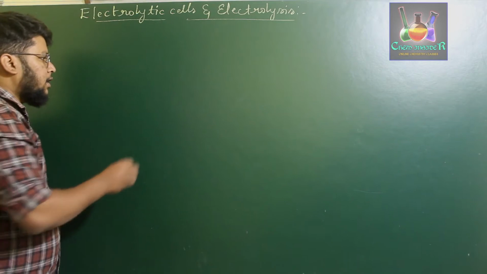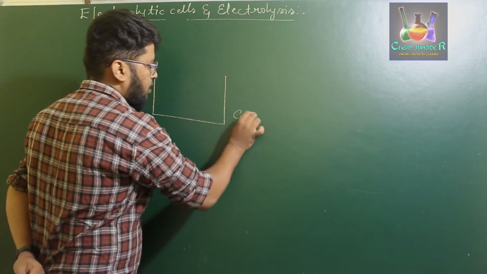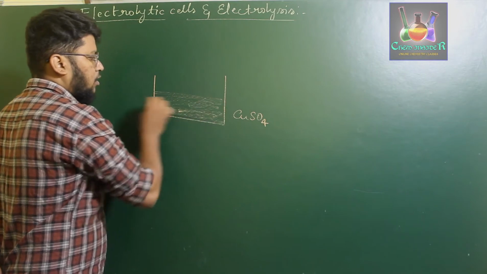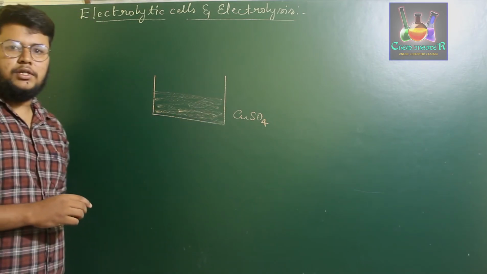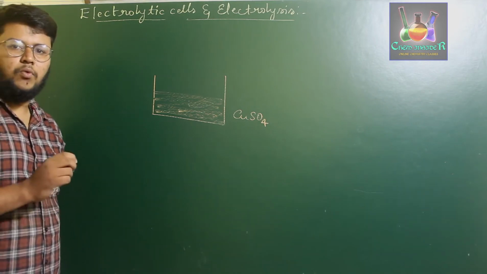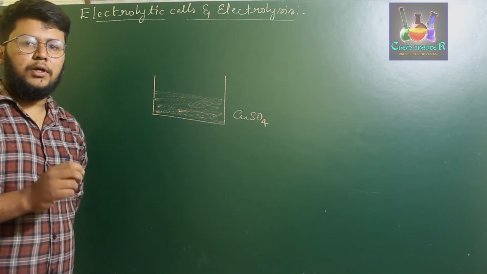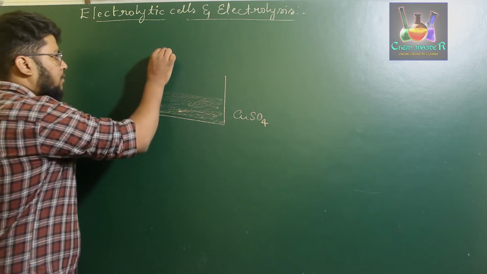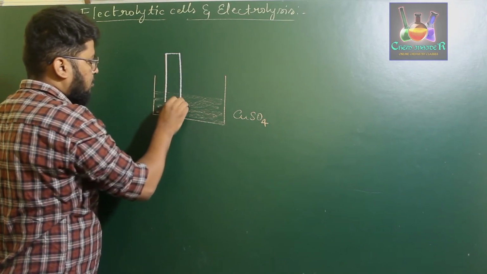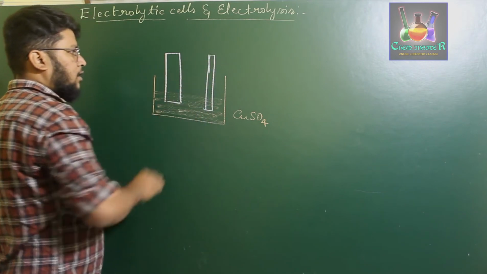Let us say I am taking a beaker of solution, a copper sulfate solution, CuSO4 solution, which I have taken here. When you take a copper sulfate solution and immerse two electrodes made up of copper itself, but the variation is that one electrode is a pure copper metal and the other electrode is an impure copper ore. So now I am going to take one electrode on the left hand side and one electrode on the right hand side. Both are immersed in the same beaker of solution.